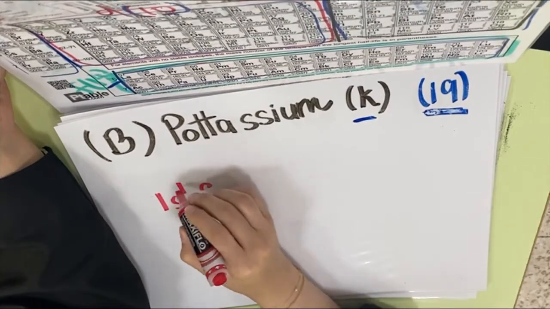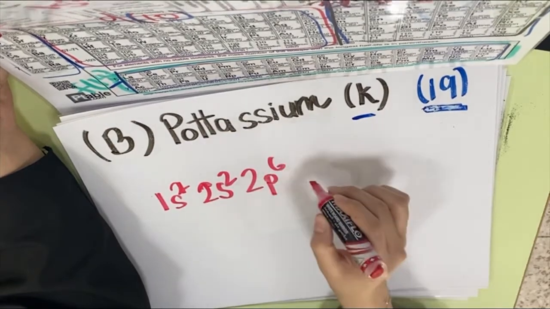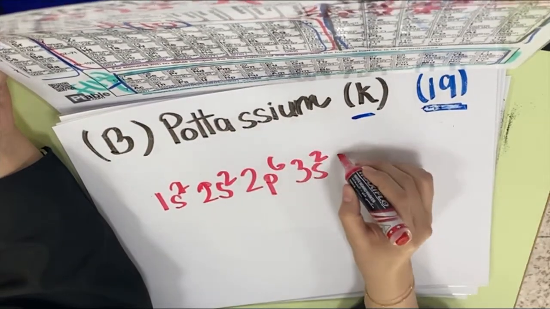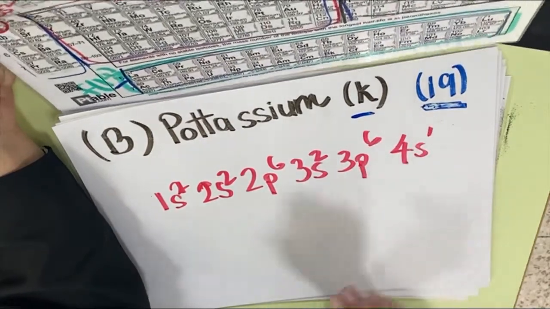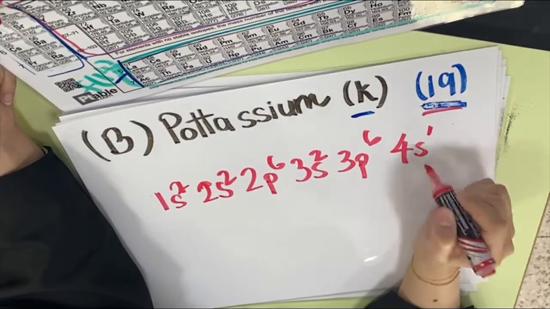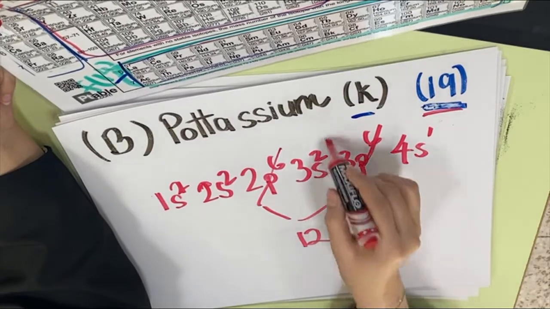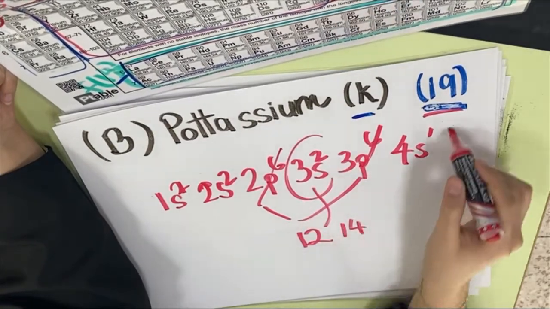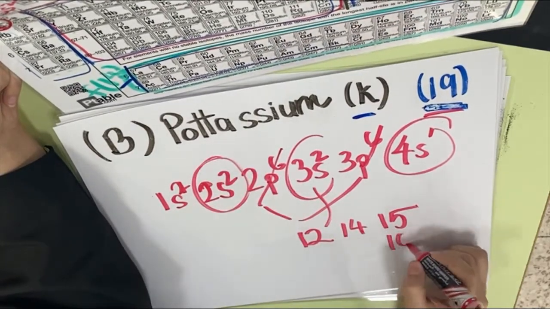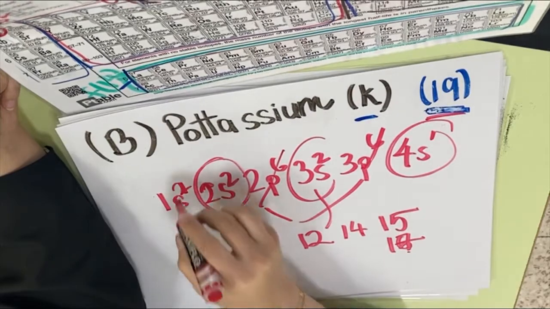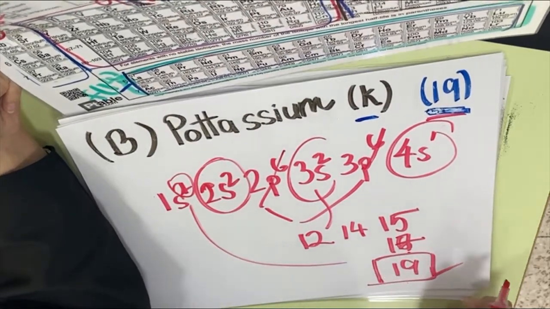1s2, 2s2, 2p6, 3s squared, 3p6, 4s1. Let's check our answer. The atomic number is 19. So we have 6 and 6, 12. 12 plus 2, 14. 14 plus 1, 15. 15 plus 2, 17. 17 plus 2, 19. So our answer is correct. Do we get it?